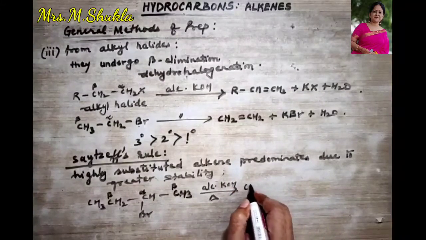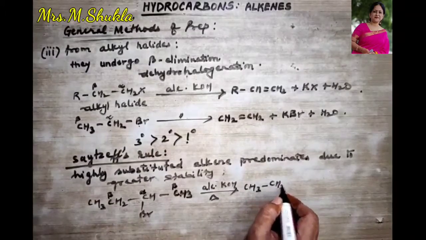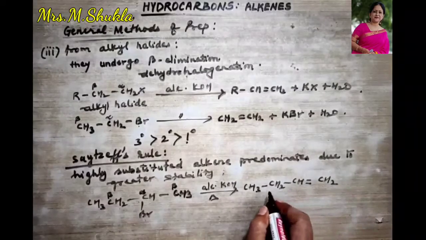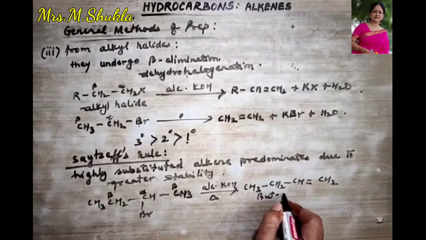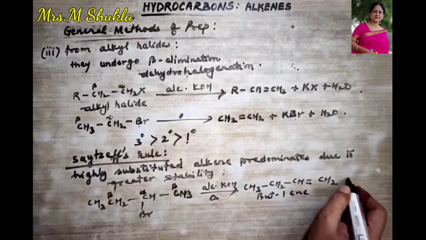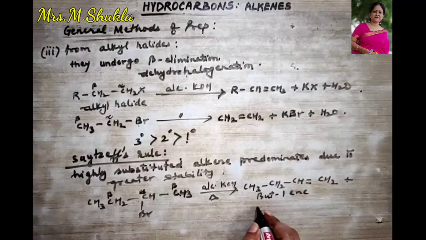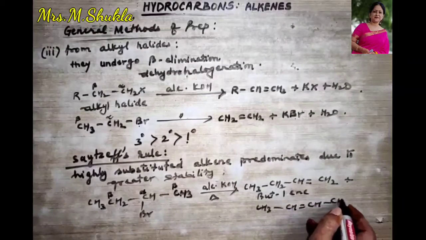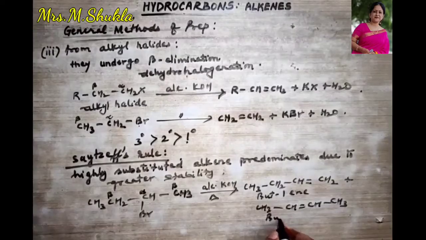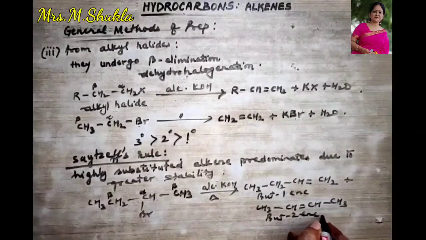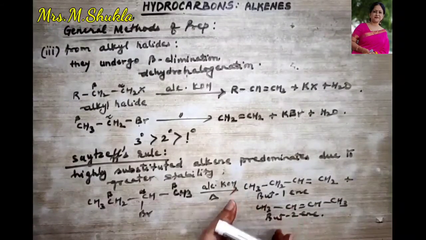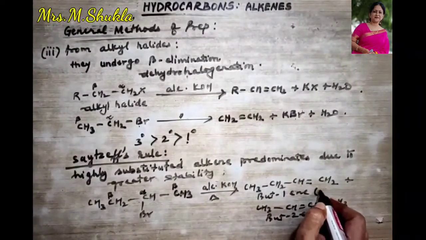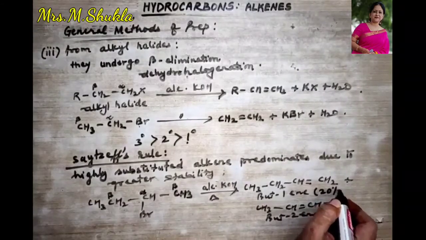That is CH3, CH2, CH double bond, CH2. This is called but-1-ene, plus it is also going to give us CH3, CH double bond, CH, CH3. This is our but-2-ene.